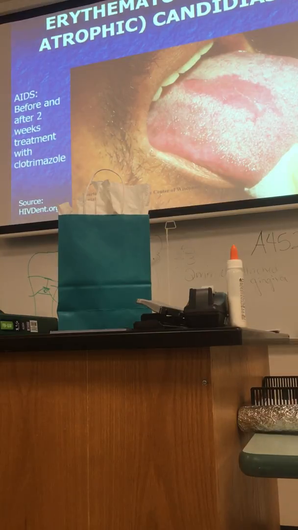This is more seen in HIV or AIDS patients, but what else does this look like? Geographic tongue. Median rhomboid glossitis. Exactly. So could I give you this picture alone? No, not without information. I would have to give you a case study or some backstory, because from this picture alone, you would not know if this is median rhomboid glossitis or erythematous candidiasis.